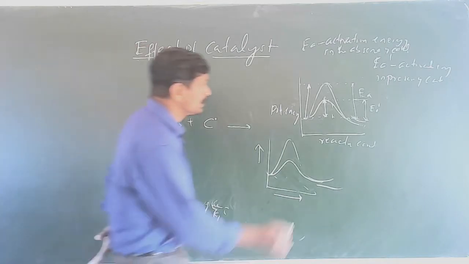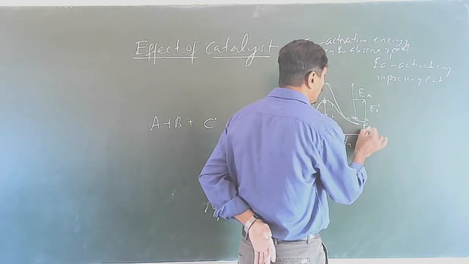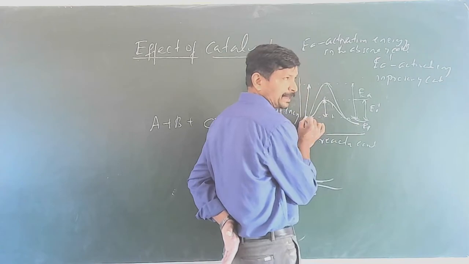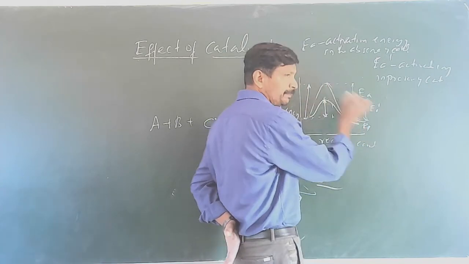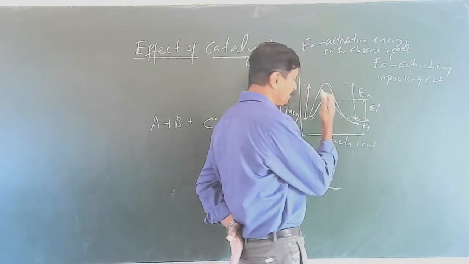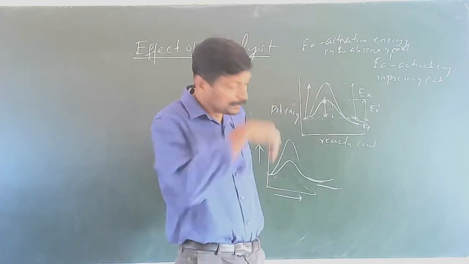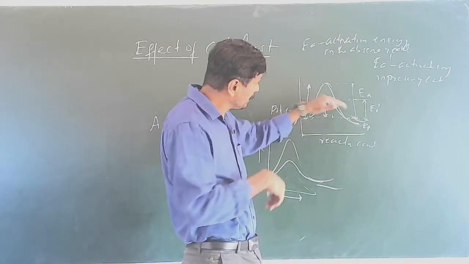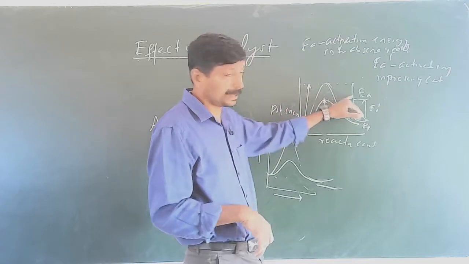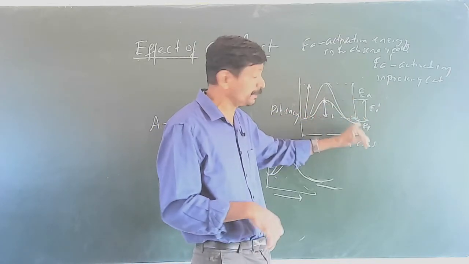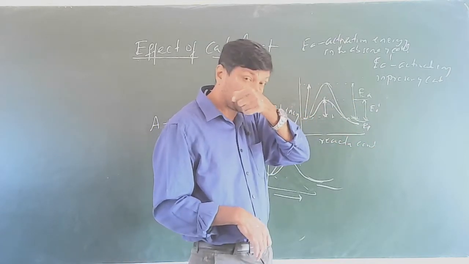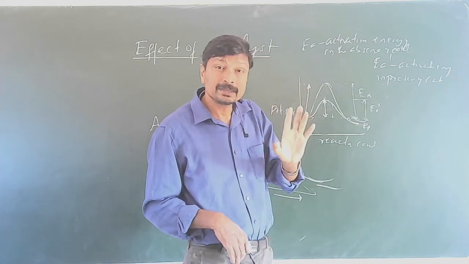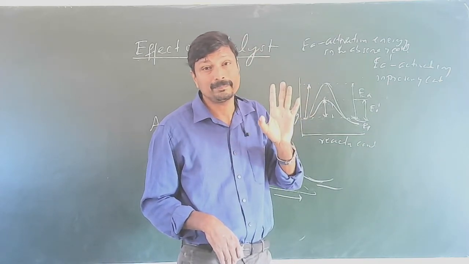if you draw it, the energy of the product is less than the energy of the reactant. The activation energy for the backward reaction is higher than for the forward reaction. So here, when the height is reduced, it decreases the activation energy on both sides, forward and backward reaction. Therefore, it does not change the position of the equilibrium.